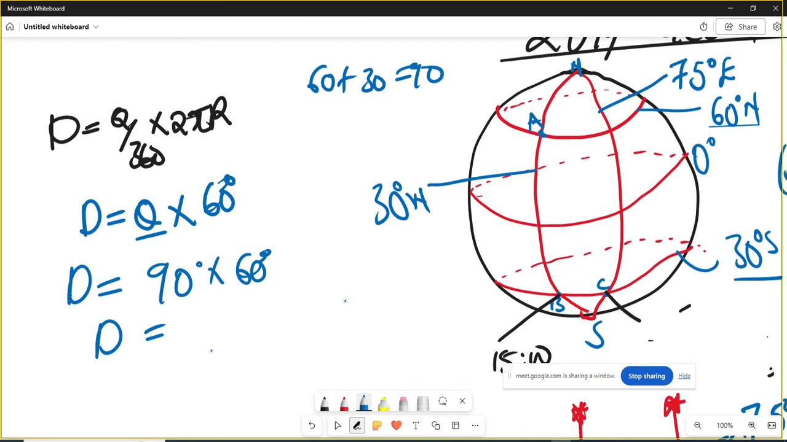So now we need to multiply. What is 9 times 6? You can agree with me to say the answer is 54. Okay? So I'll write 54. And then we have 2 zeros. One 0 from 90, the other 0 from 60. So that means the distance between A and B is 5,400 nautical miles. This is not our answer. This is just the distance between point A and B.